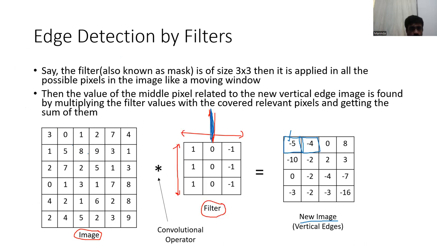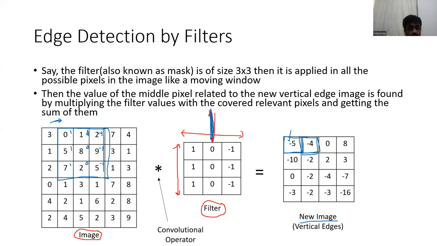So now we have calculated for the pixels in this window. Now we can move the window up by one pixel. So now we take this window. Now what we are going to predict is this pixel, right? Similarly, we take this mask values 1 1 1 0 0 0 -1 -1 -1, and we do the calculation.